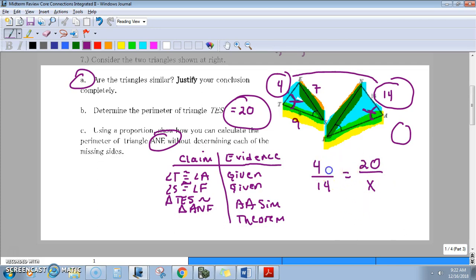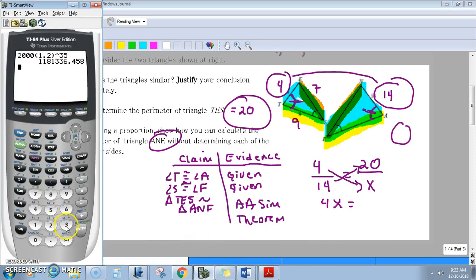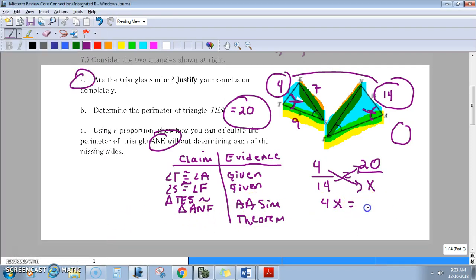So now I just have to cross multiply. So 4 times x is 4x, which is equal to 20 times 14, which would be what? 380. I'm just going to check this. If I have a calculator, I might as well check. What is 14 times 20? 280. Yeah, 280. And then divide both sides by 4. So x is equal to 70.